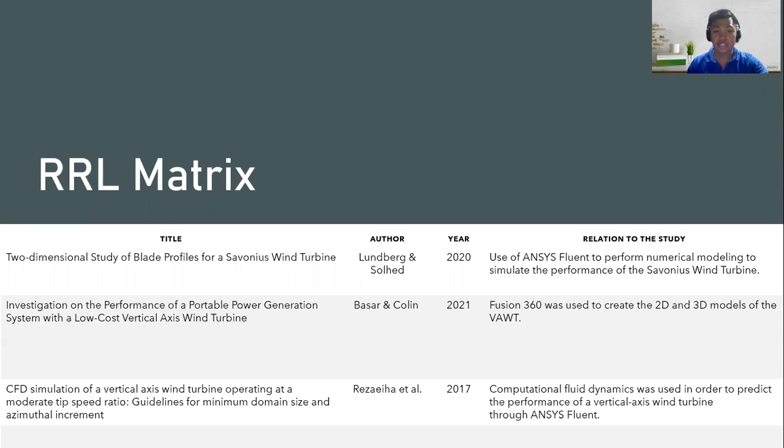Lastly, the slide shows the studies entitled Two-Dimensional Study of Blade Profiles for a Savonius Wind Turbine, Investigation on the Performance of a Portable Power Generation System with a Low-Cost Vertical Axis Wind Turbine, and CFD Simulation of a Vertical Axis Wind Turbine Operating at a Moderate Tip Speed Ratio: Guidelines for a Minimum Domain Size and Azimuthal Increment. These studies discuss simulation using different software for the different wind turbines.